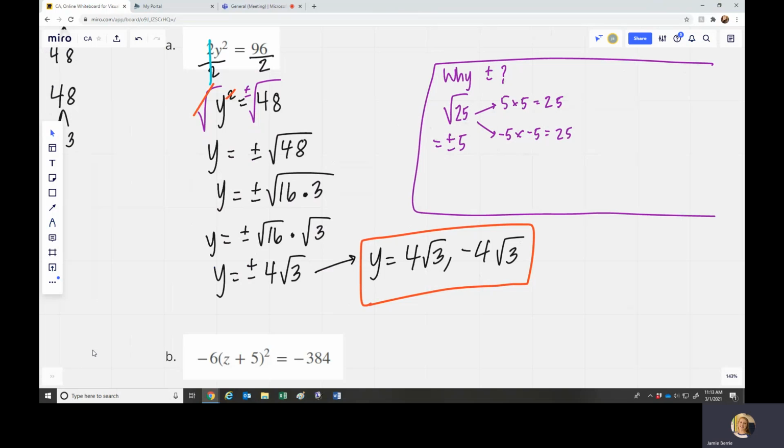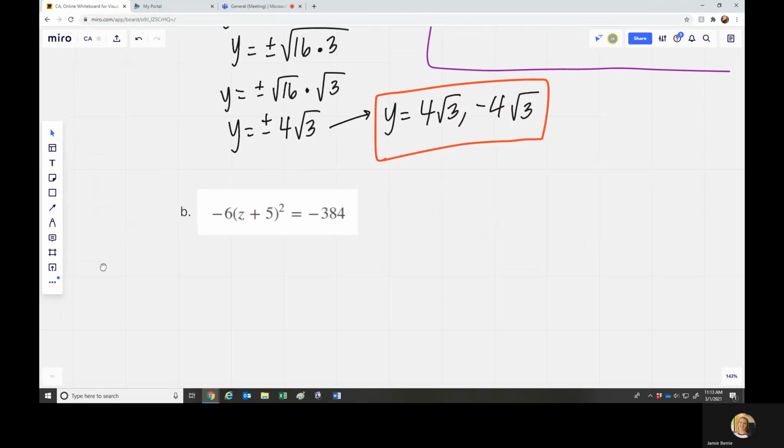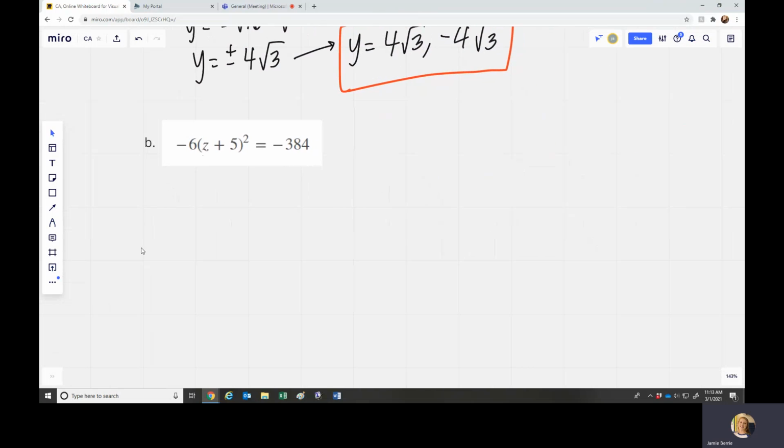Let's look at one more that's maybe a little bit harder. We have negative 6 times z plus 5 squared equals negative 384. All right, so again, we see we have this expression being squared. The first thing you're going to want to do is just go ahead and get rid of that negative 6 out front. So divide both sides by negative 6. Get that squared expression by itself. Going to cancel out over there.